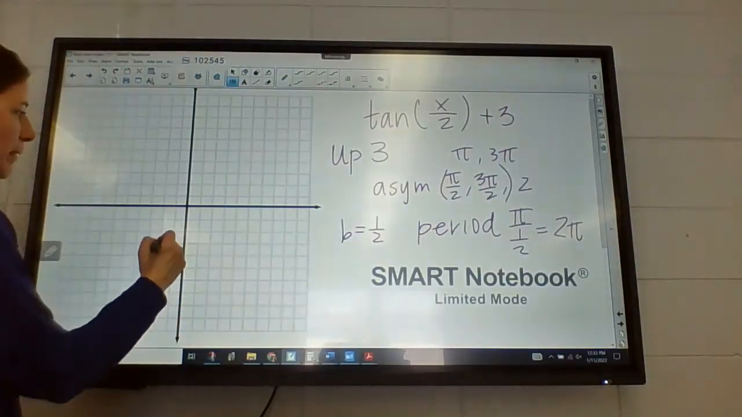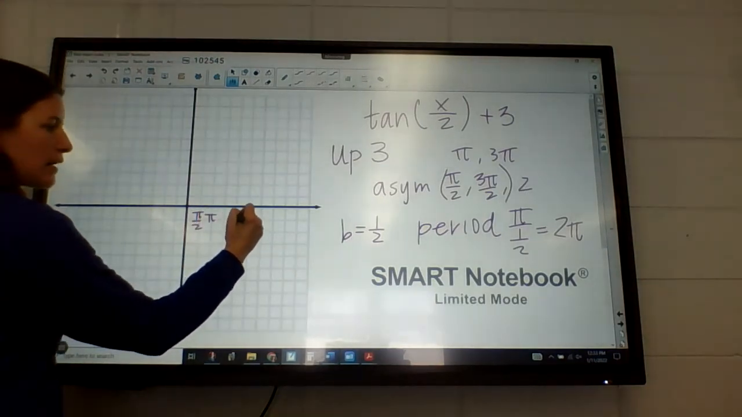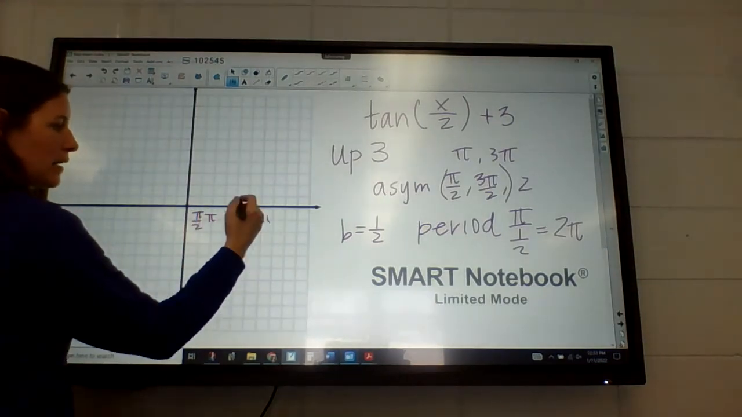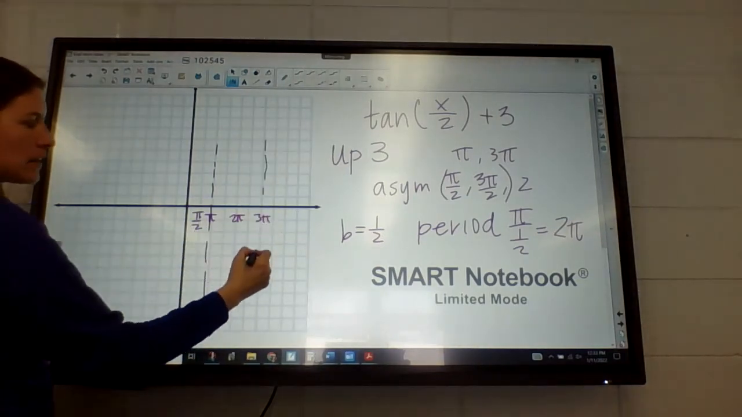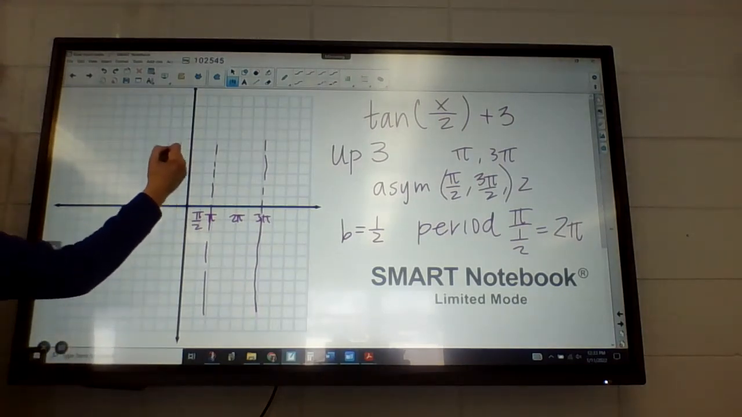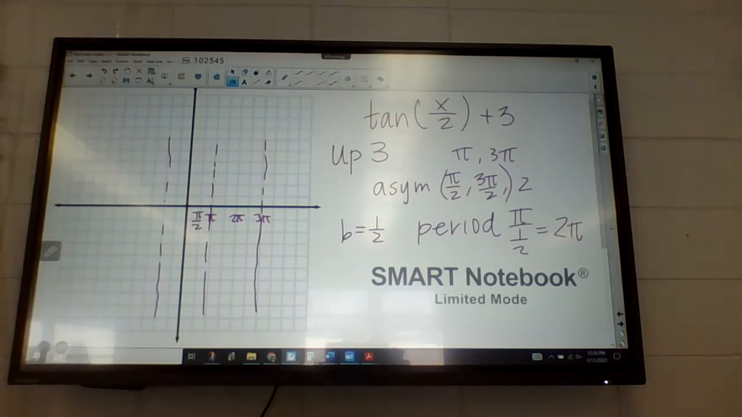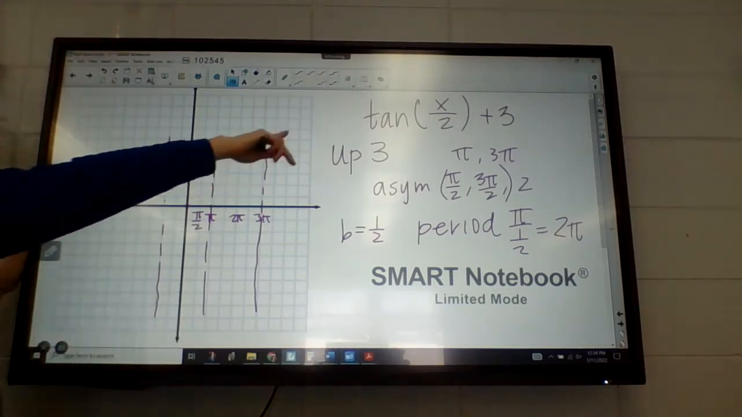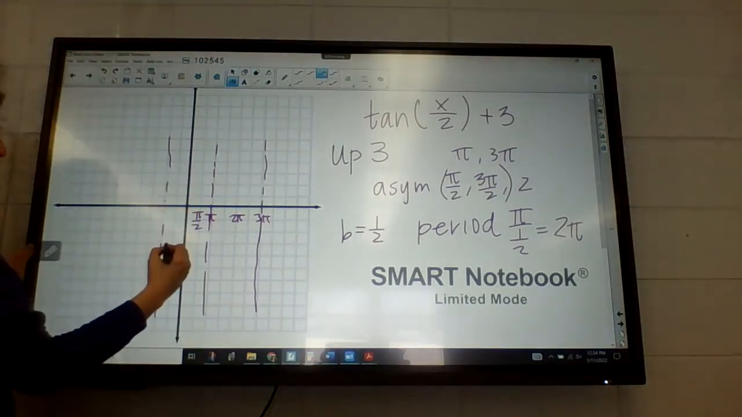So if I'm doing my graph here, I have pi over 2, pi, this will be 2 pi, 3 pi. So I have an asymptote here and here. Then there'd also be one at negative pi. Now my tangent graph should go uphill, and typically it would go through 0, but it doesn't go through 0, it went up 3. So it should go through 3. 1, 2, 3.